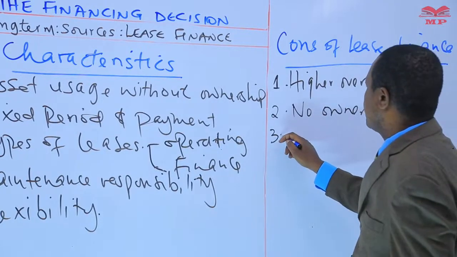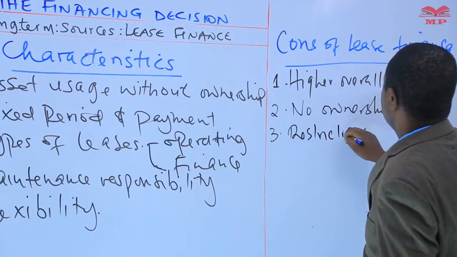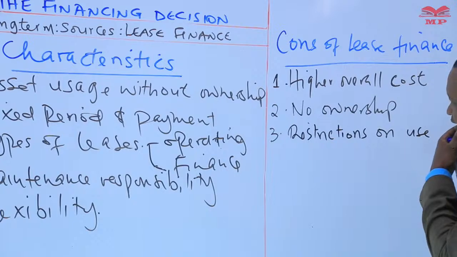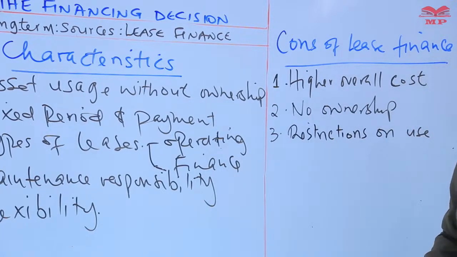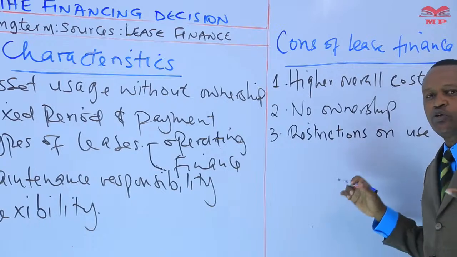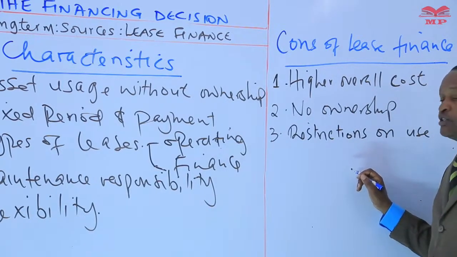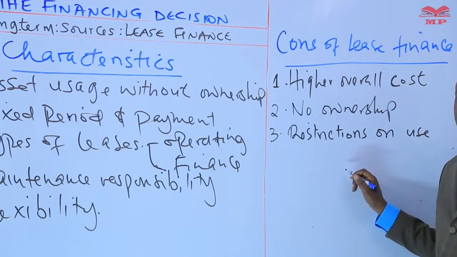3, restrictions on use. Some lease agreements come with restrictions on the use of the leased asset. And any violation of such terms could result in penalties or even termination of the lease agreement. Thus, a disadvantage. Restrictions on use.